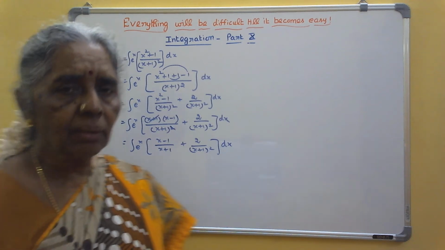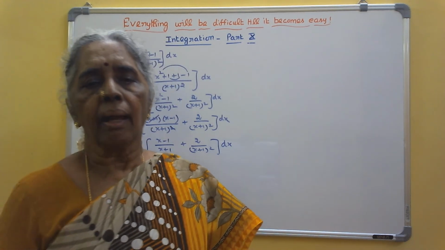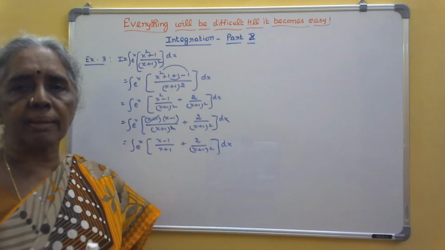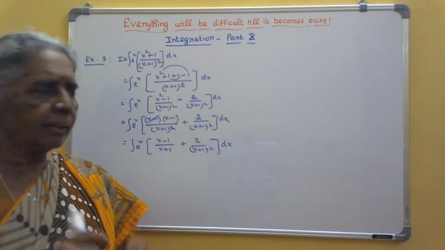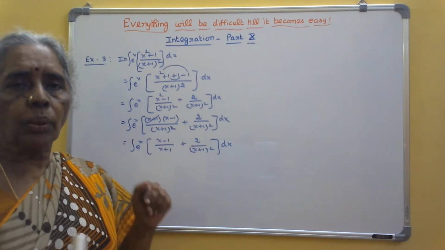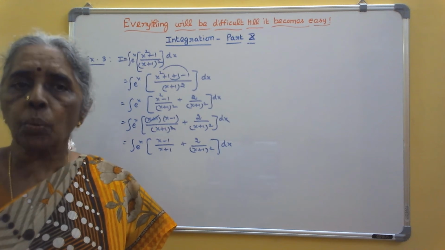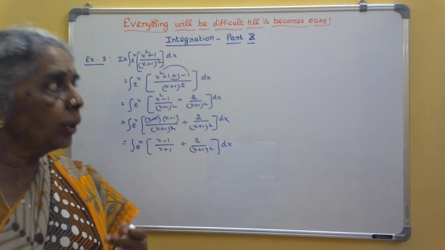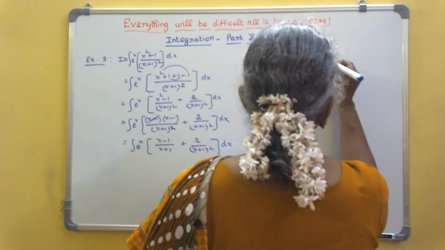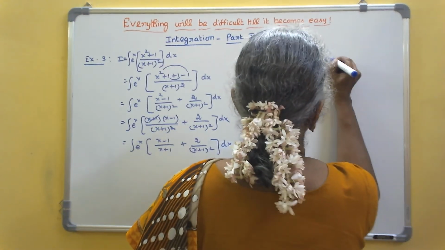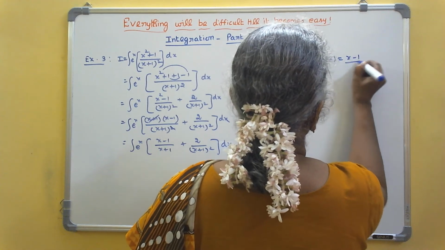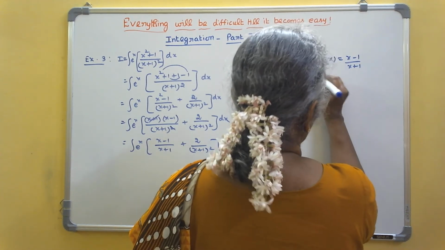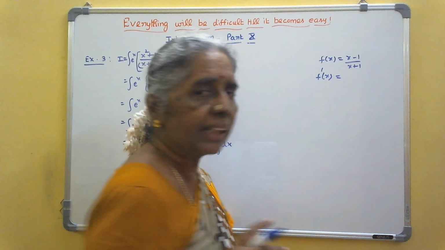Here it may not strike immediately that if you differentiate you will get this, but you can just think this is of the quotient form. So in quotient form, the v squared will come in the denominator. You have your v squared, so you have to try it out. Let me check here. Supposing I take my f of x as x minus 1 by x plus 1, what will be my f dash of x?